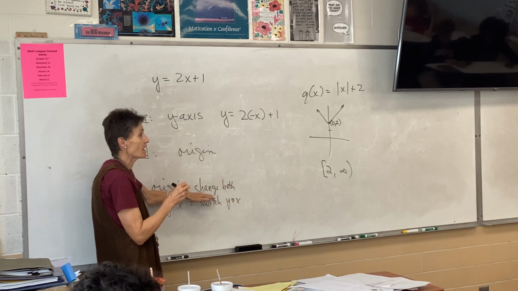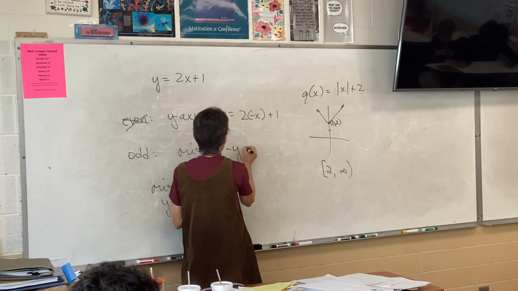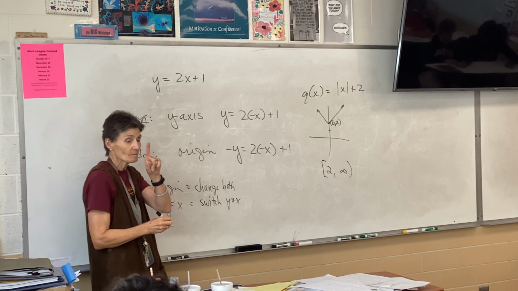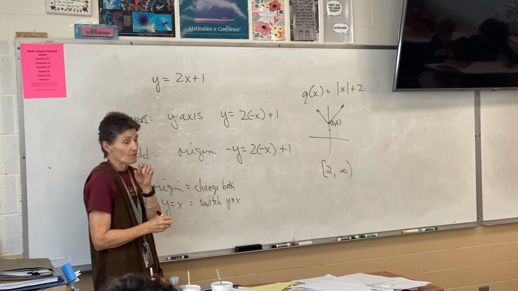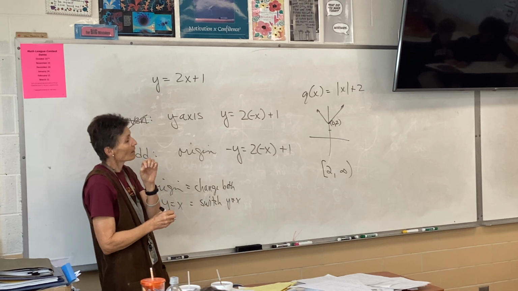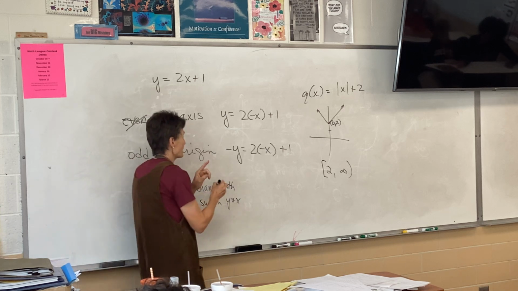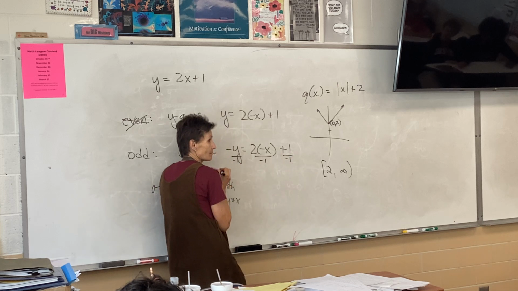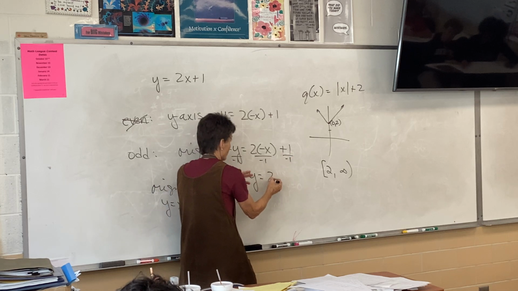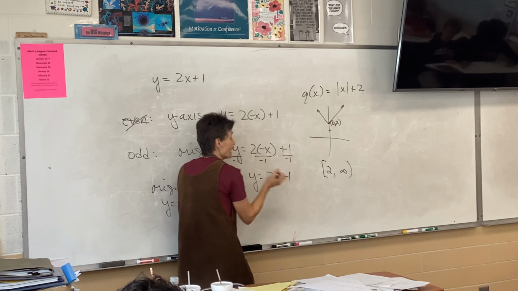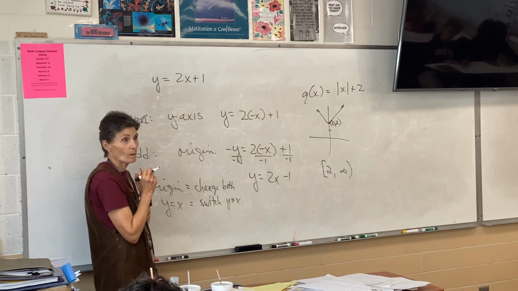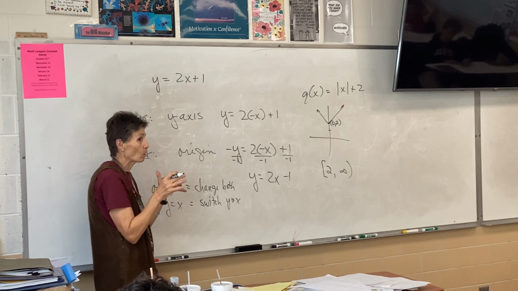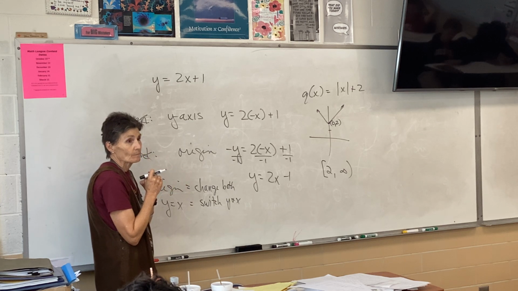Here we change the sign on both. So negative y equals 2 negative x plus 1. Now be careful. If you're not thinking, you might say, oh yeah, those are the same. But they're not. Because when you divide by this negative 1, you get y equals 2x minus 1, which is not the same equation. So this is not even or odd. Bless you. Bless you.